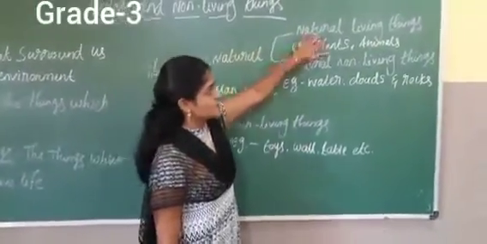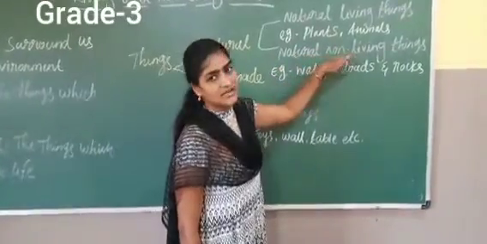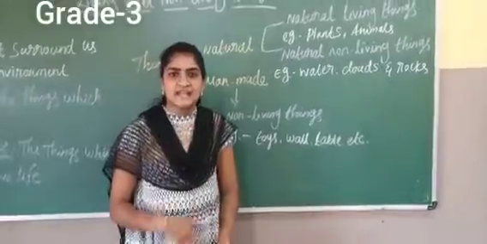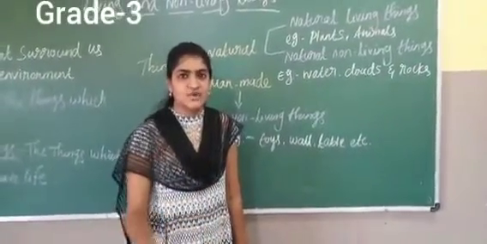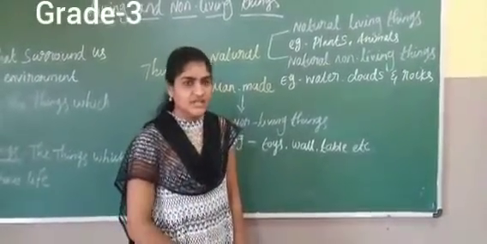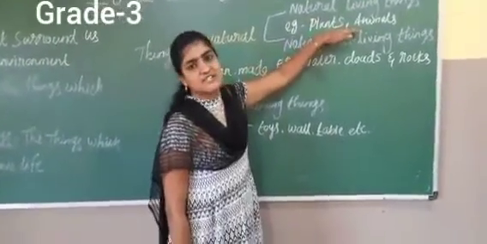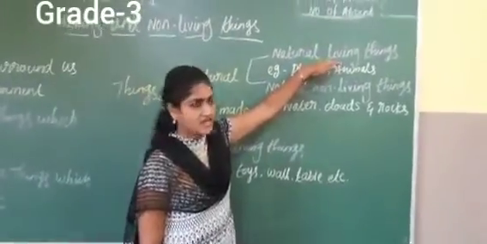One is natural living things and the second one is natural non-living things. Natural living things, for example plants and animals, have life, right? They are able to move from one place to another, and they need proper food and shelter, everything. Because they are living things, plants and animals come under the category of natural living things.